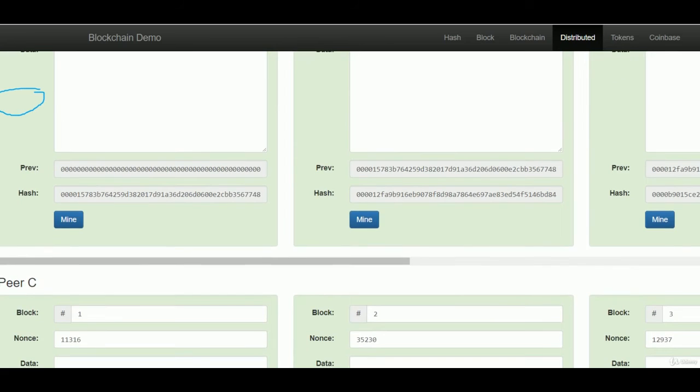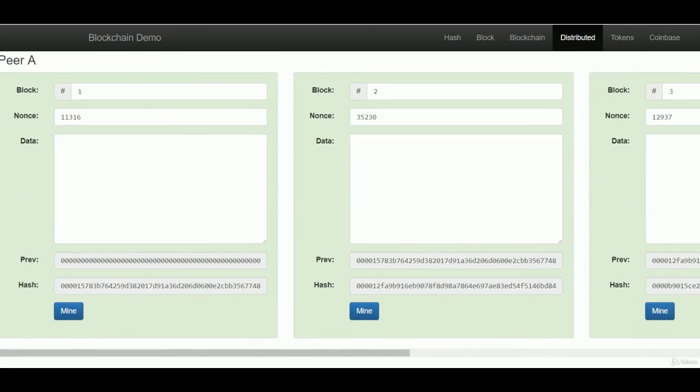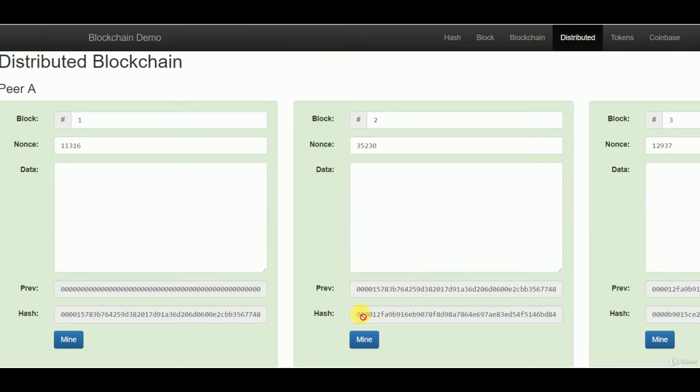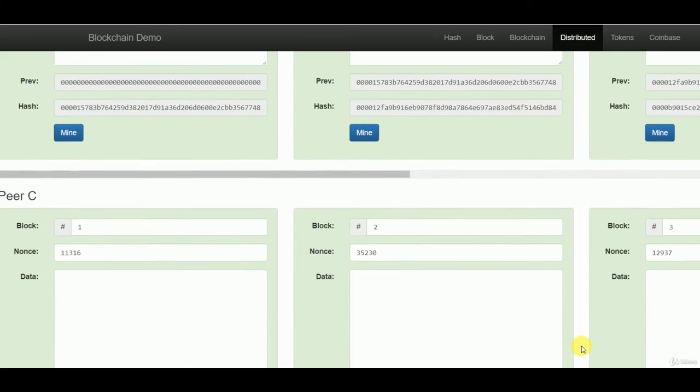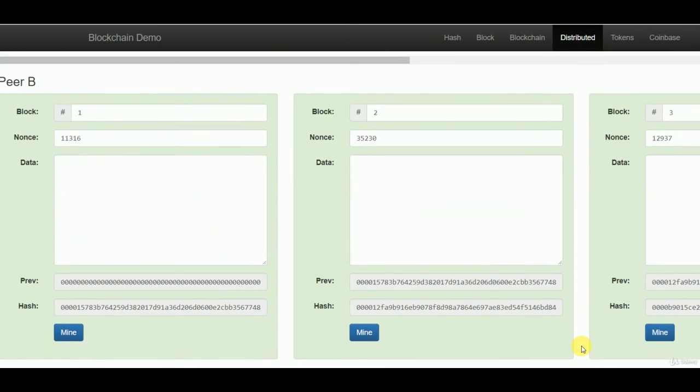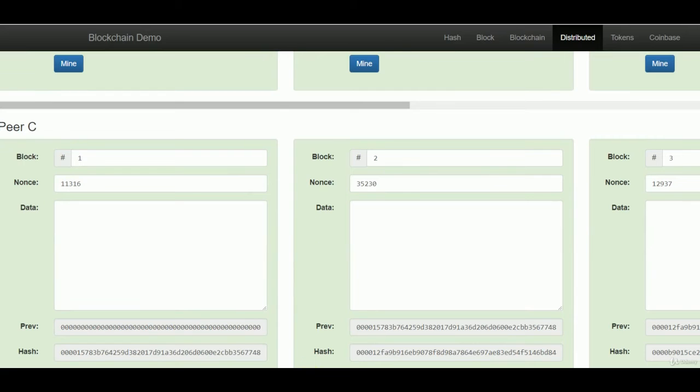A replica of the blockchain is being stored in the 3 peers. See, this value, 00012 or say BD84. The last 4 digits are BD84. Similarly, block 2's last 4 digits are BD84. Similarly, on peer A, block 2's last 4 digits of the hash are BD84 on peer B. Similarly, the 4 digits are BD84 for block 2 in peer C.